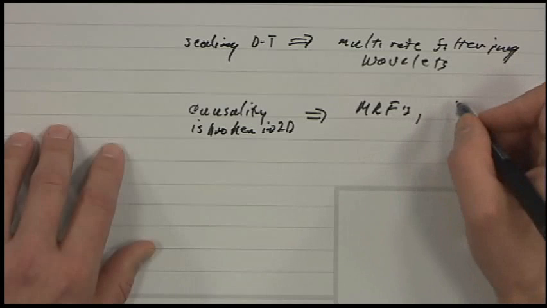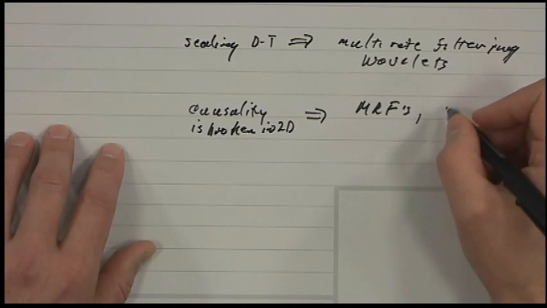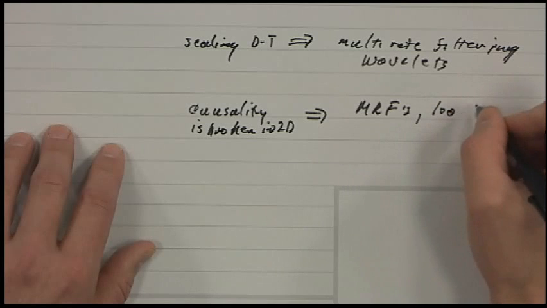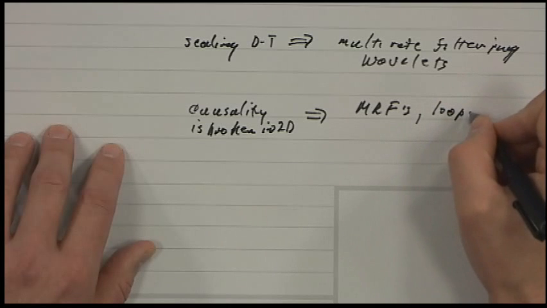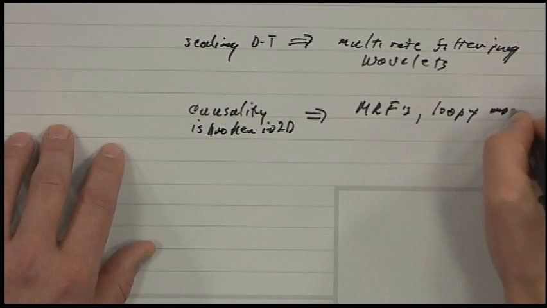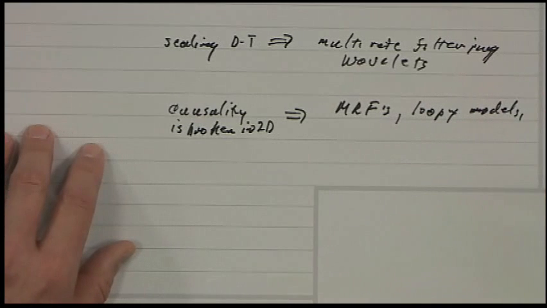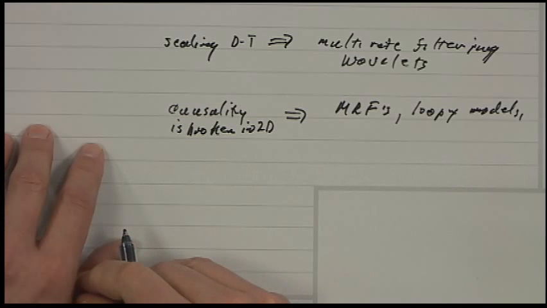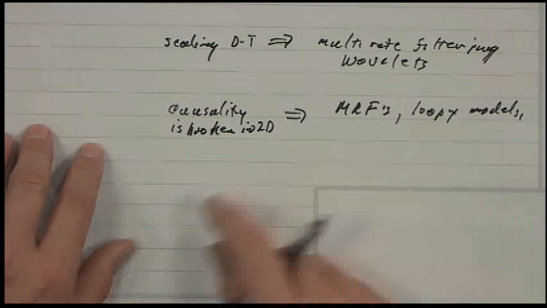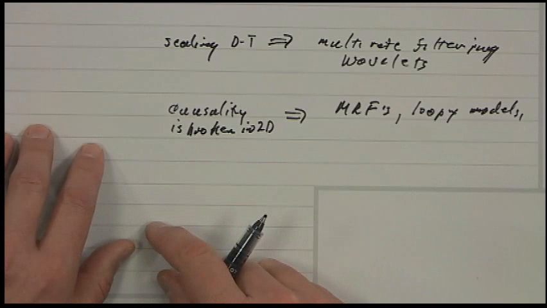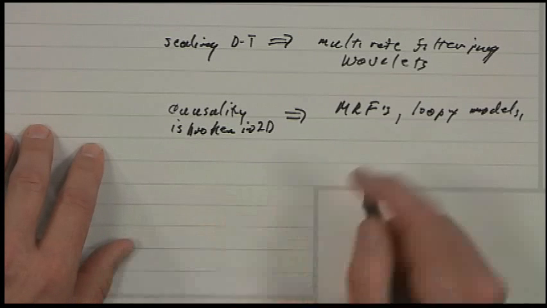Markov random fields, what they call loopy models, and what some they call, excuse me. Well, that's not necessarily non-causal. There's another word I'm looking for, and I'm just not finding it. Sometimes they call them graphical models.